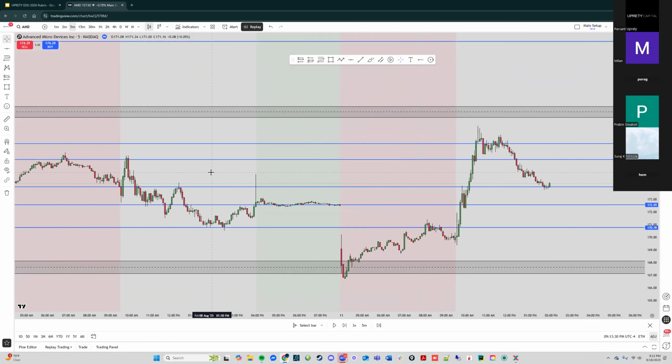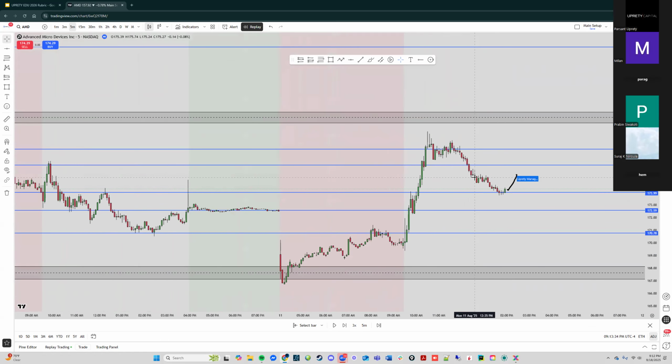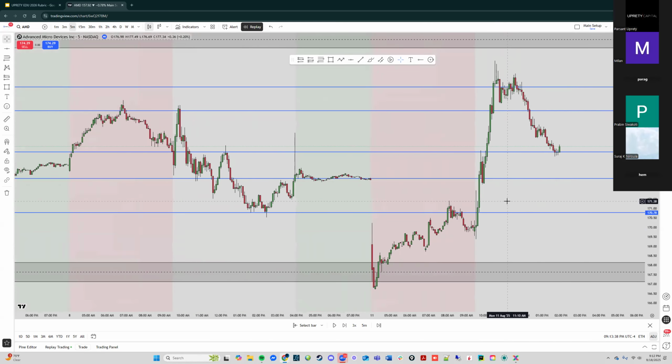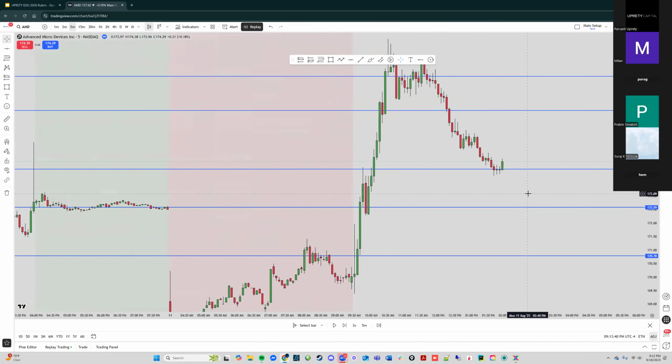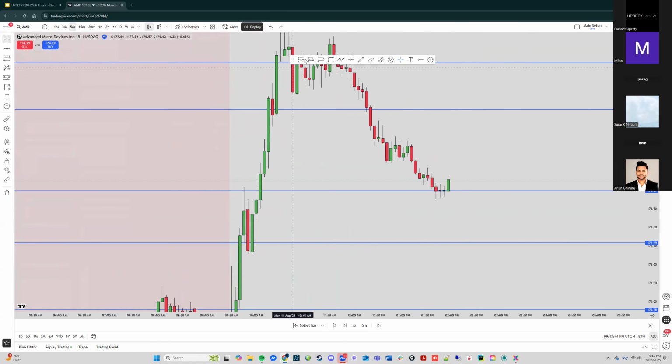I'll say it goes back up. You think it's going to go back up? Yes, maybe. So Proc thinks it's going to go back up. Long. This is a good candle because it's still low down here.